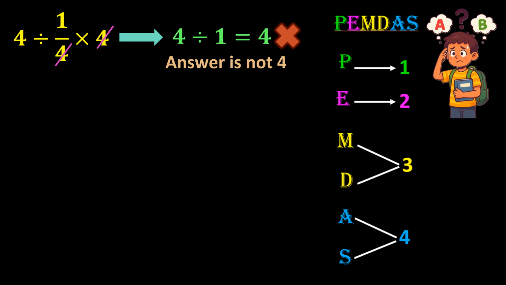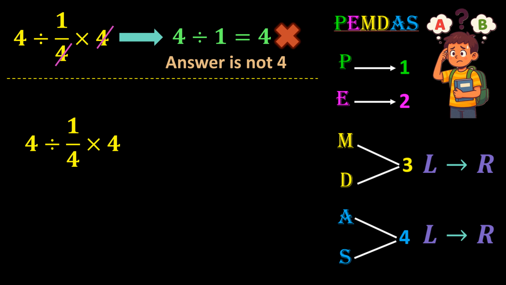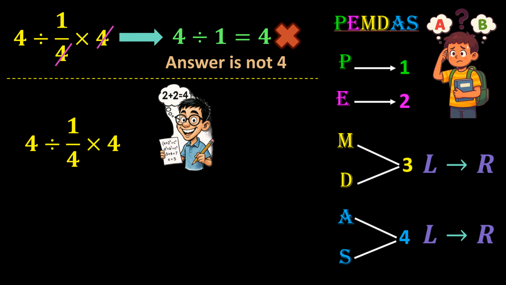First I do parentheses, then exponents, then multiplication and division from left to right, and finally addition and subtraction from left to right. According to the PEMDAS rule, we have multiplication and division here, and we move from left to right. 4 divided by 1/4 is solved using the KCF, keep, change, flip, rule.